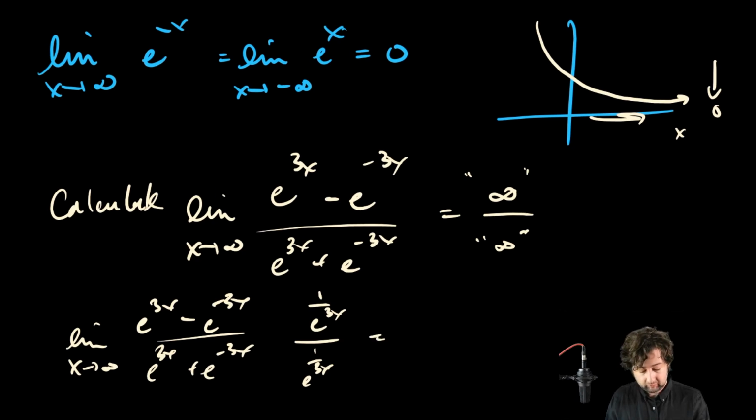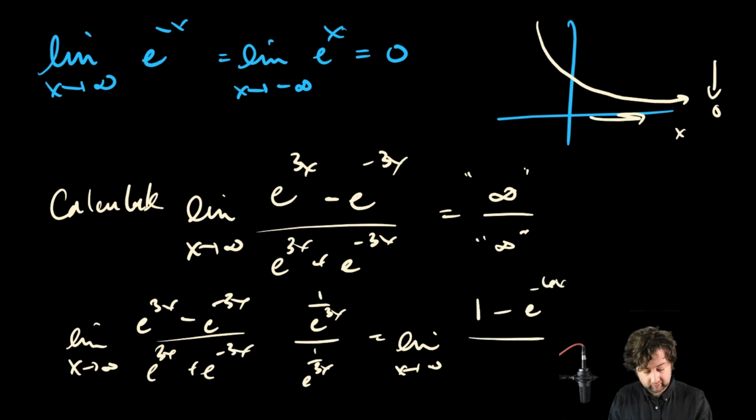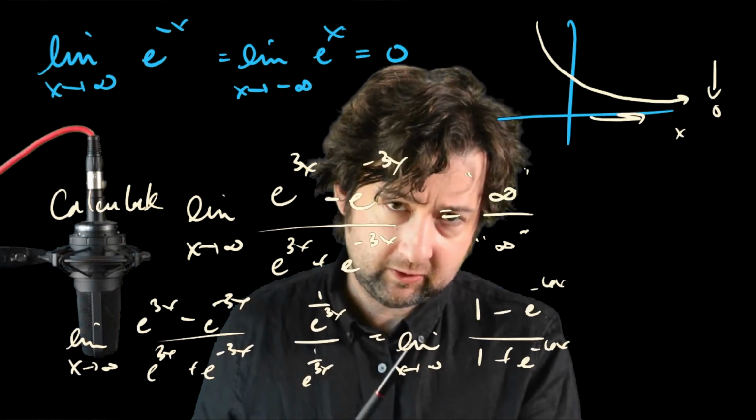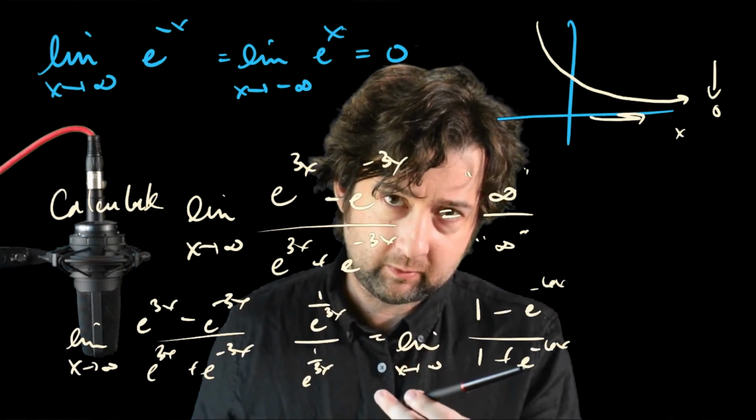What you get when you do that is (1 minus e to the minus 6x) over (1 plus e to the minus 6x). And now, the fact that everything here is continuous means that you can shove this limit right up into the top and bottom of this expression.